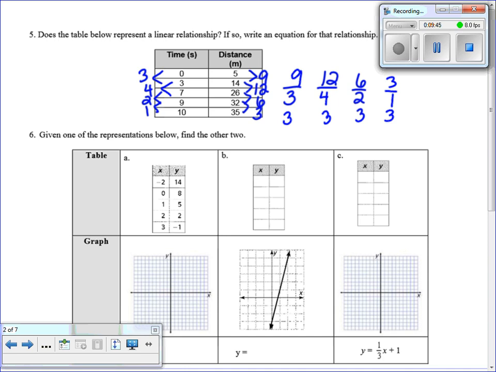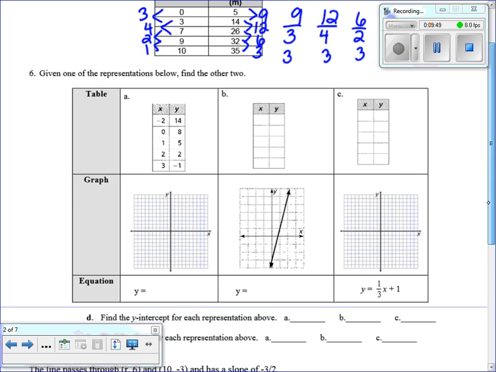Number 6 says, given the representations below, find the other two. So in this first one, we're given a table, and what we need to do is graph it. So we're going to graph a point at (-2, 14). Let's see if we can go up to 14 on here. So we can't actually graph (-2, 14) because our graph only goes up to 10. But we can graph (0, 8). So it's 1, 2, 3, 4, 5, 6, 7, 8.